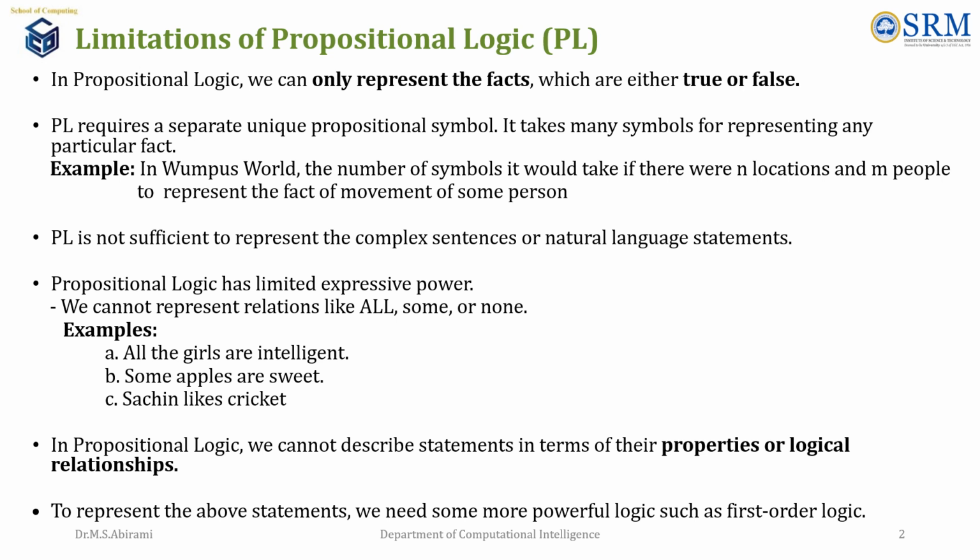For example, in Wumpus world, the number of symbols it would take if there are n locations and m people to represent the fact of movement of some person. PL is not sufficient to represent complex sentences or natural language statements. Also, PL has limited expressive power. We cannot represent relations like all, some or none.